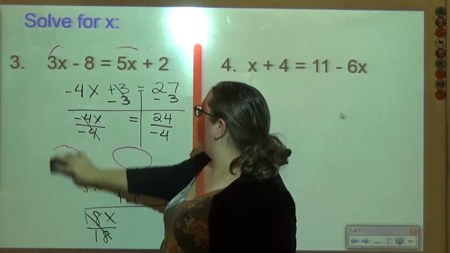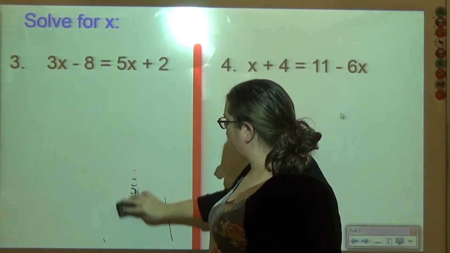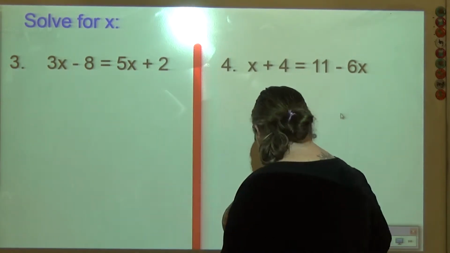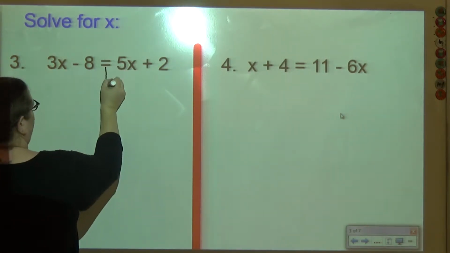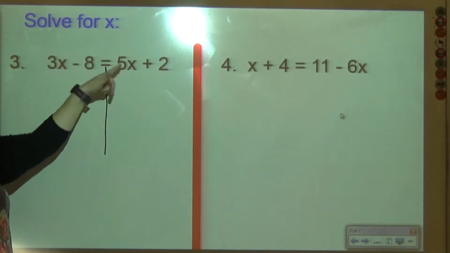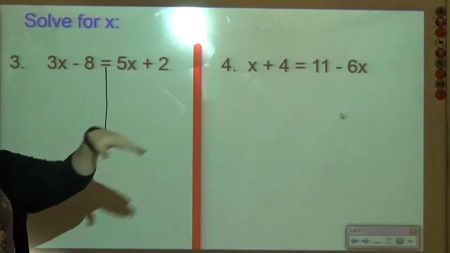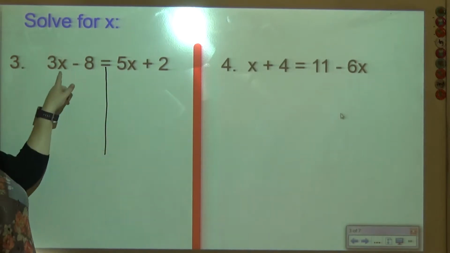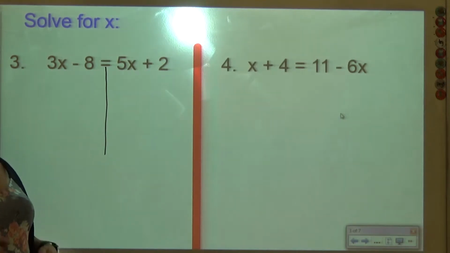So take a minute and write the problem down. All right, so I'm going to draw my line. Now notice we have x's on both sides of the equation. They can't just combine together, they're separated. But they're friends, right? They both have x's. So we need to get them together. We do that through adding and subtracting.